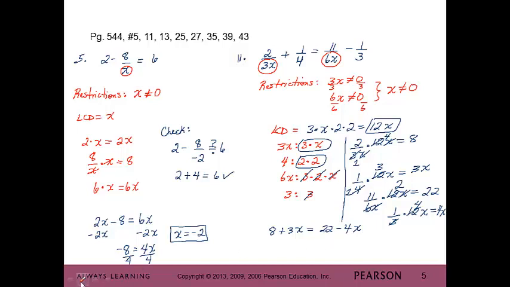Now we can solve for x. We're going to add 4x on both sides, and subtract 8 on both sides. And this is going to give us 7x equals 14. And then divide both sides by 7. And we have x equals 2. Now 2 was not part of our restrictions, therefore we can say this is our solution.